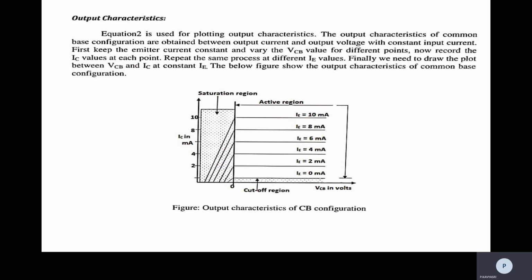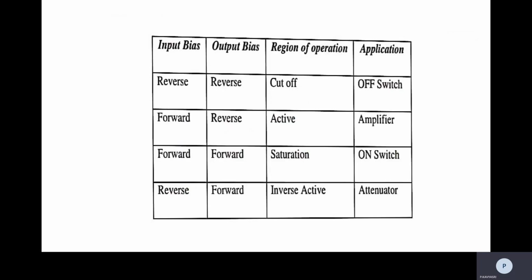If you observe the graph here, first we are taking IE equal to 0 milliamperes, and again IE equal to 2 milliamperes, and again IE equal to 4, 6, 8, up to 10 milliamperes. Depending upon those values, we can draw the plot between the output voltage and the output current. So these are the output characteristics of a CB configuration.